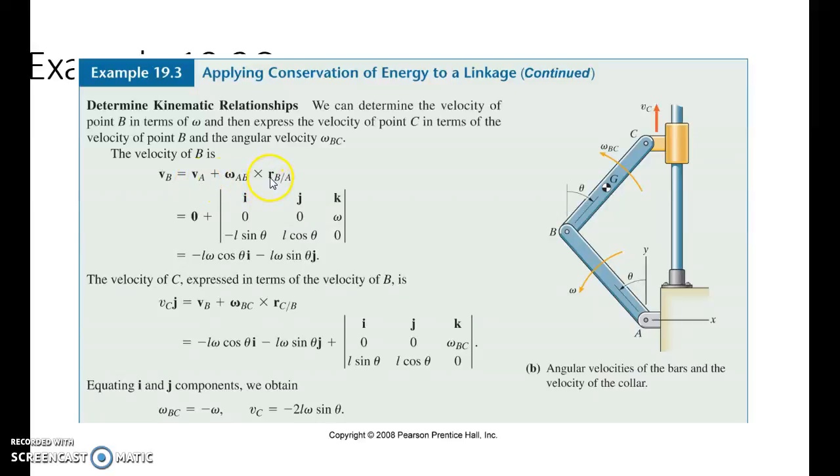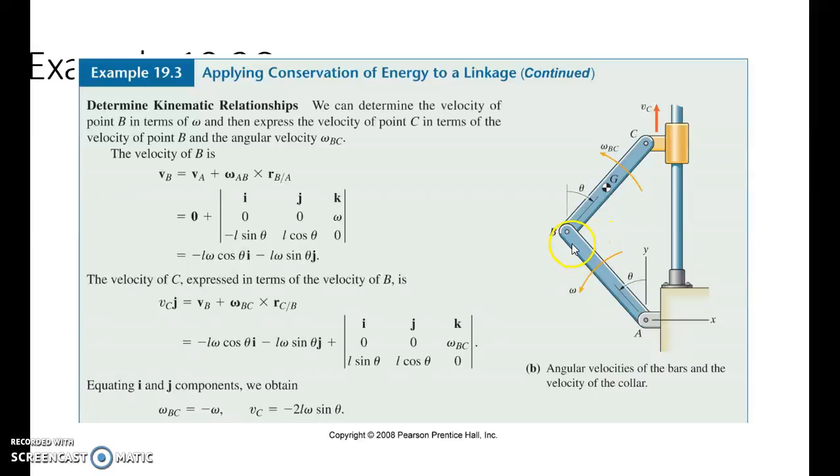And also, my position vector from A to B will be given by this distance here plus that distance. Negative this distance in the I plus this distance here in the J. Well, I know that the length of my bar is L. So if this is theta here, then this angle here must be theta. So if I'm going from A to B, I would have a minus L sine theta in the I direction plus an L cosine theta in the J direction. That's what we have here. I do that cross product, I end up with this expression.